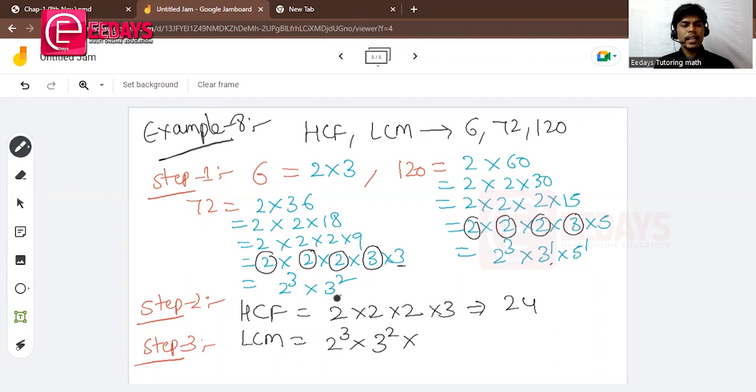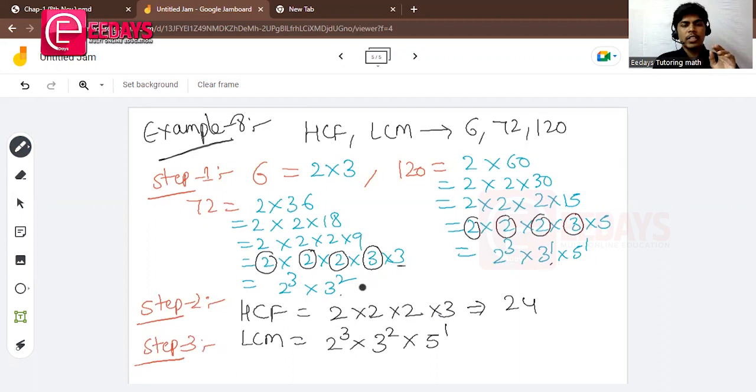Here 5 power 1 is there, here nothing is there. If nothing is there, still we have to take that 5 power 1. In LCM, we are not considering only common terms. We only take the highest factor, the greatest power. I hope everyone gets some idea. Don't look for common factors for LCM. You just blindly write the greatest powers.